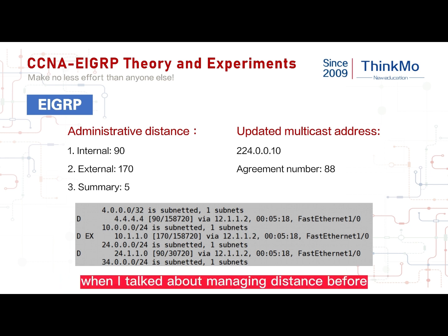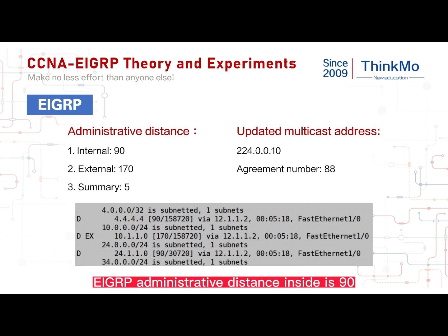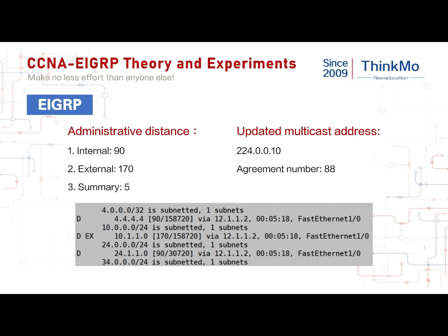When I talked about managing distance before, I told you administrative distance is actually divided into internal and external. EIGRP administrative distance inside is 90. External is 170. What does this external administrative distance mean? I'll give a simple example.